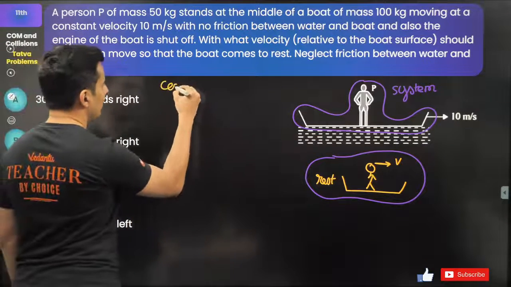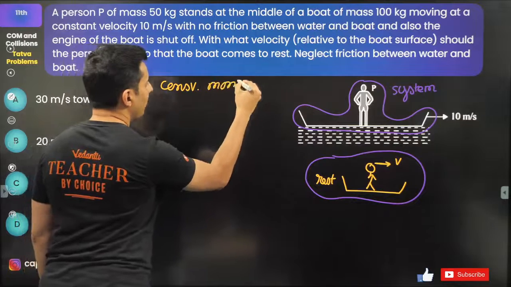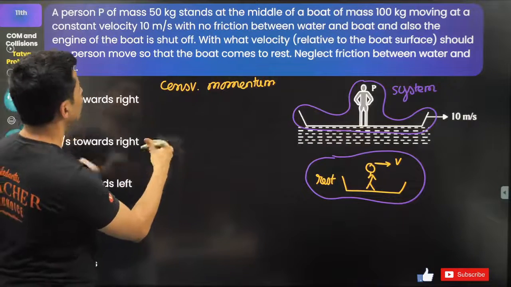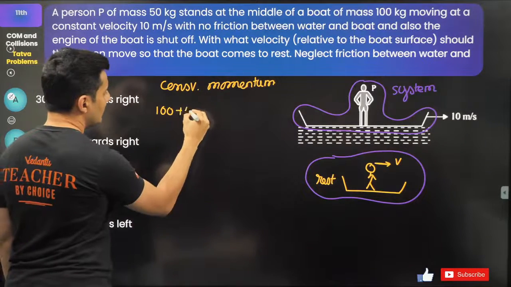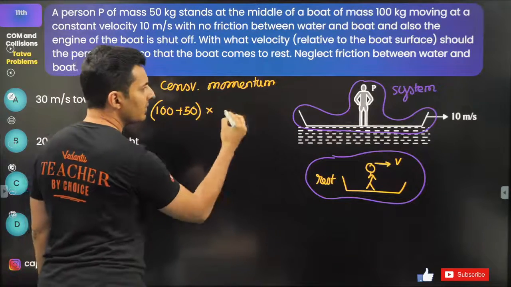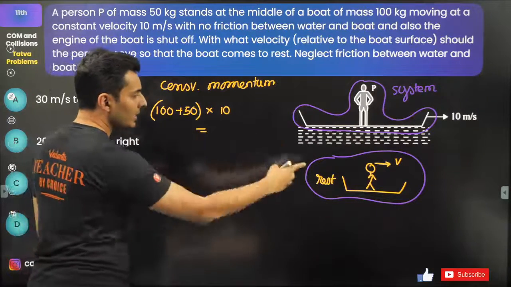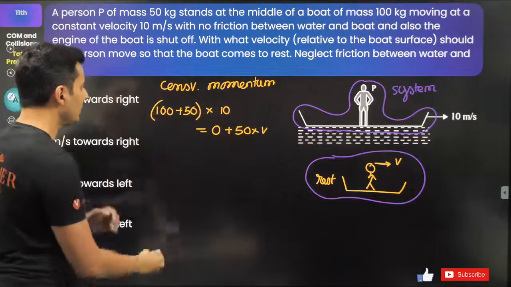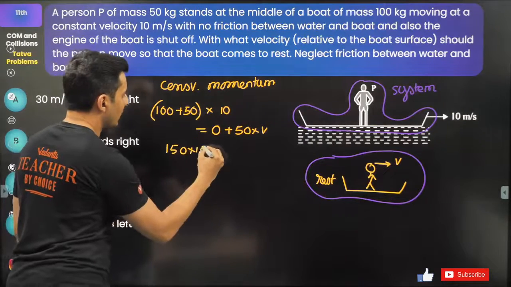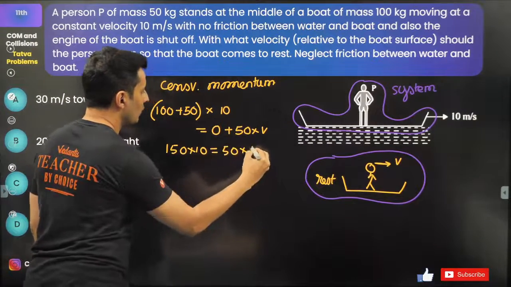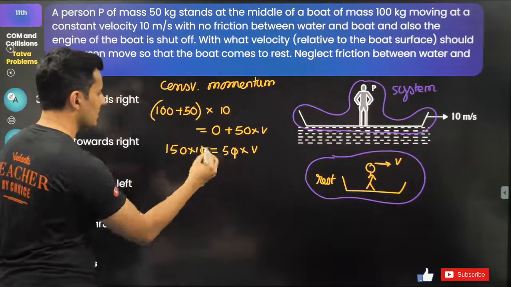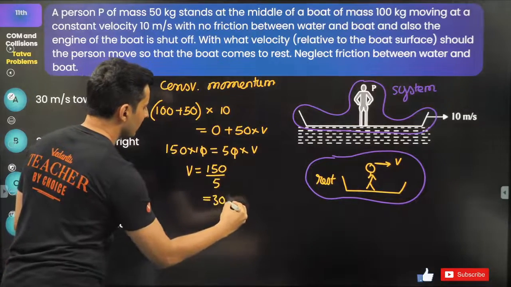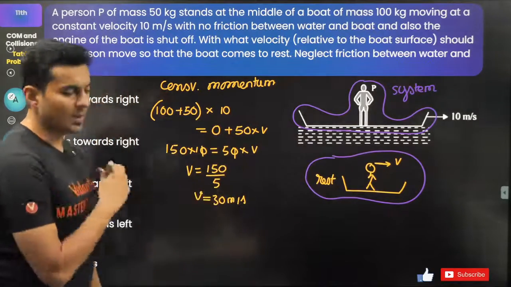Initially, so conserving momentum now. Conserve the momentum. Initially, the mass of the boat is 100, person is 50. So 100 plus 50 together are moving with a velocity of 10. Finally, the boat is at rest. The person of mass 50 is moving with speed v. Great. This is 150 into 10 is equal to 50 into v. This 0 cancels. V is 150 by 5. This is nothing but 30 meters per second is that velocity.